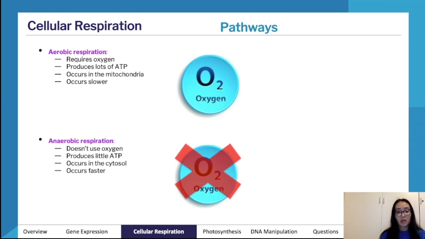The other pathway, anaerobic respiration, doesn't use oxygen, and it also produces ATP, but it produces a lot less ATP. However, it is a bit faster, but it produces such a tiny amount of ATP. It occurs in the cytosol of the cell, and once again, no oxygen. This little prefix an means no, so no air or no oxygen respiration. Okay?